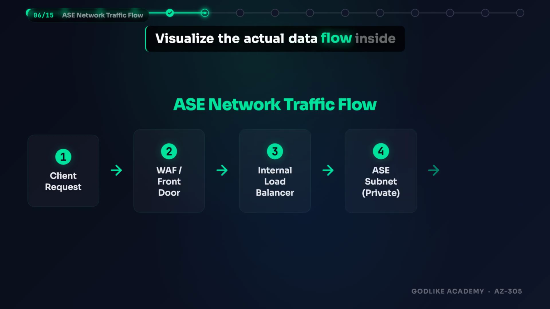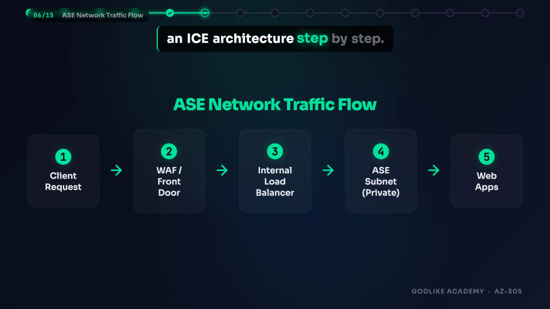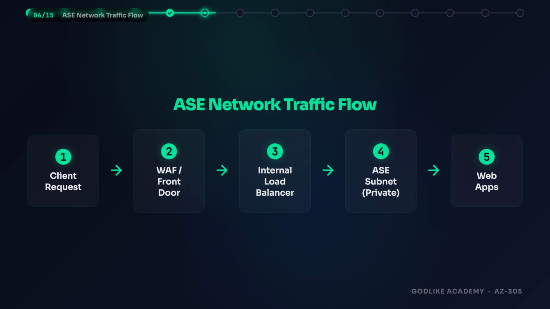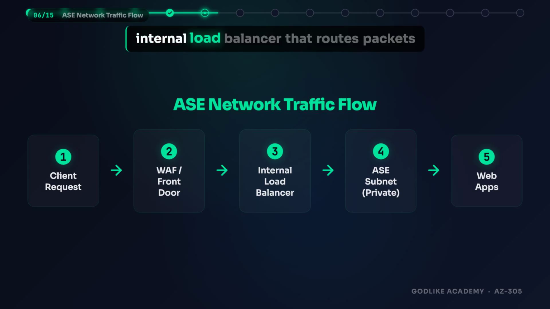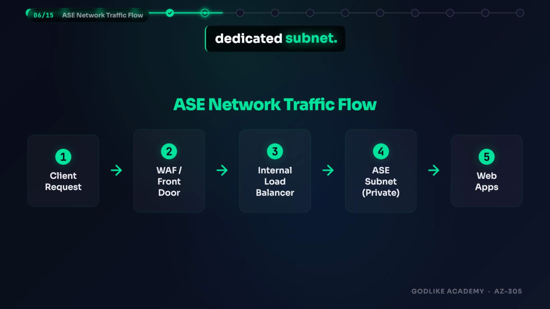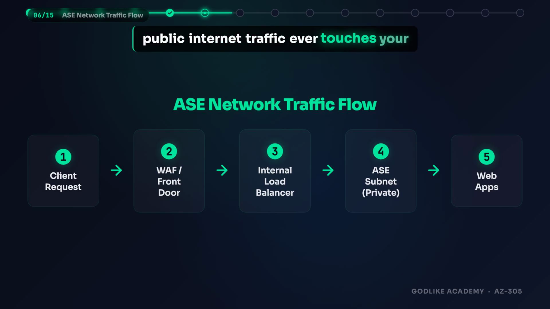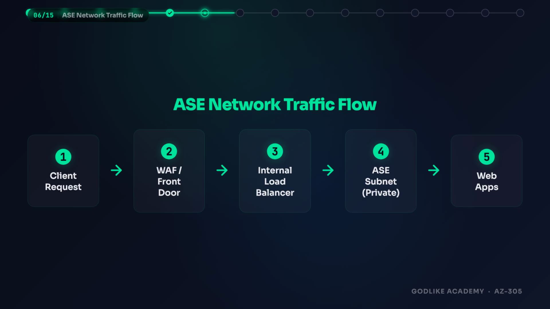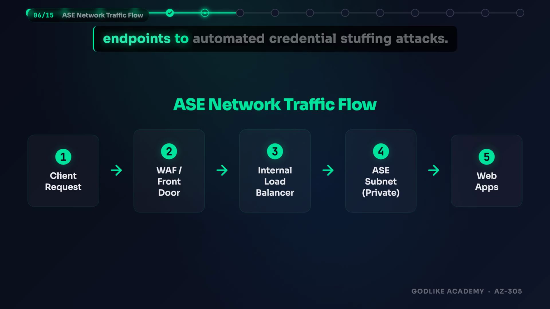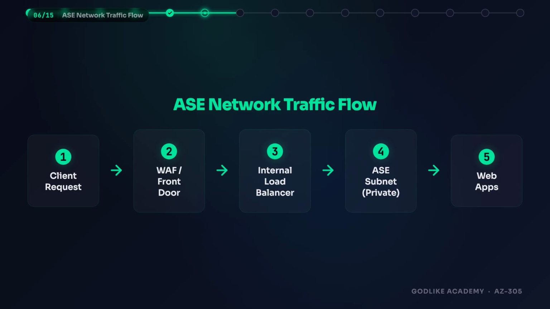Visualize the actual data flow inside an ASE architecture step by step. A client request first hits a web application firewall or front door for DDoS protection. The traffic then passes through an internal load balancer that routes packets only to healthy instances within the dedicated subnet. From there, it reaches your web apps running in the isolated environment. This strict flow ensures that no public internet traffic ever touches your application directly. Bypassing the WAF will expose your endpoints to automated credential stuffing attacks.